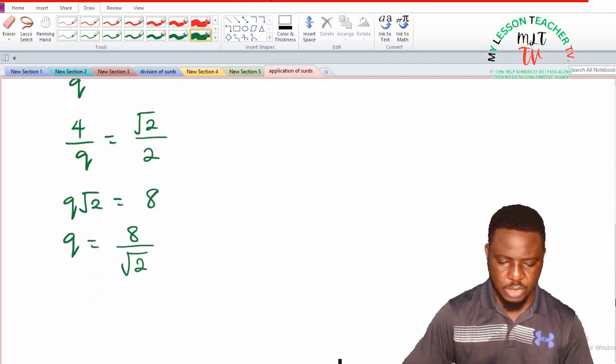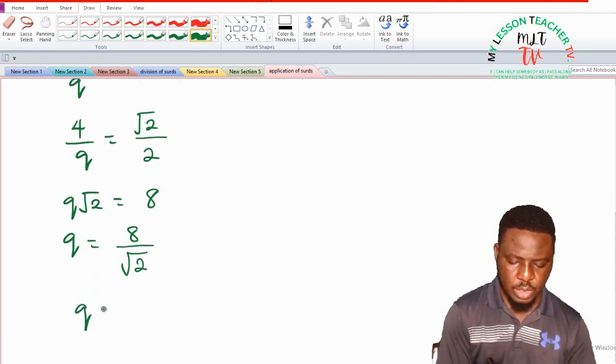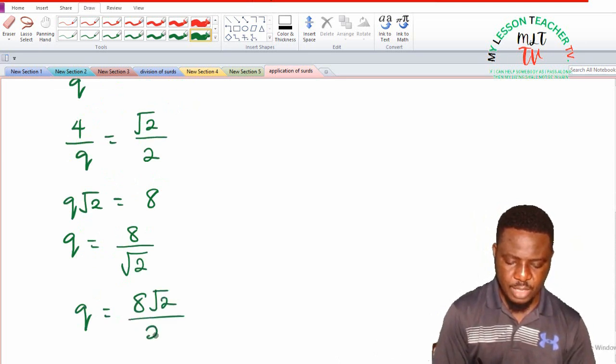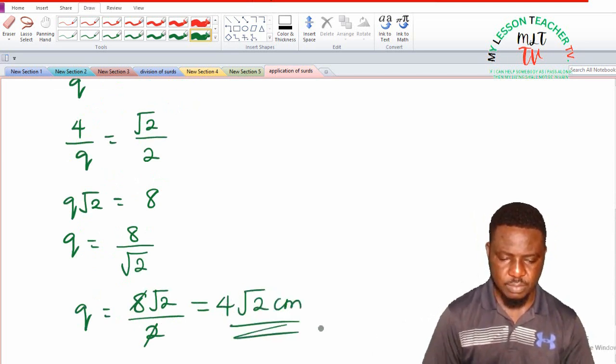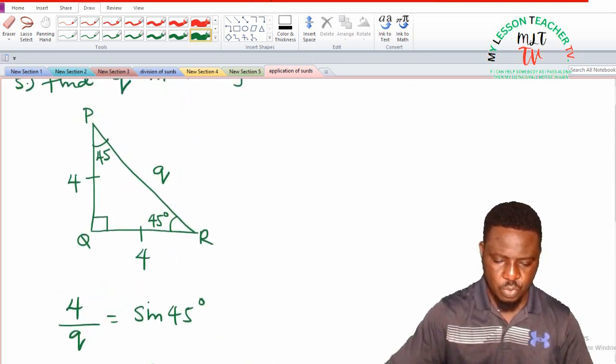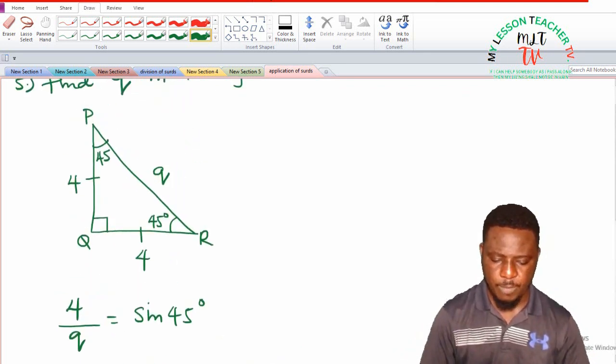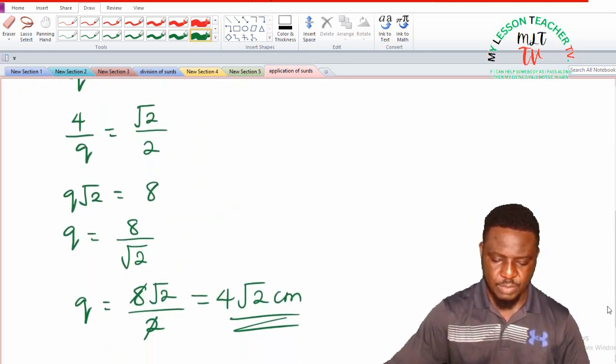So we then rationalize the denominator, and this becomes Q is equal to 8 root 2 divided by 2, which is 4 root 2 centimeters. So that means our Q is 4 root 2 centimeters.